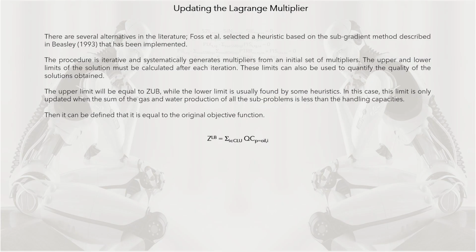The upper limit will be equal to zub, while the lower limit is usually found by some heuristics. In this case, this limit is only updated when the sum of the gas and water production of all the subproblems is less than the handling capacities. Then it can be defined that it is equal to the original objective function.